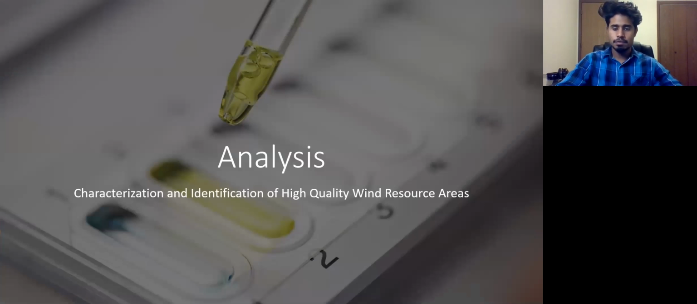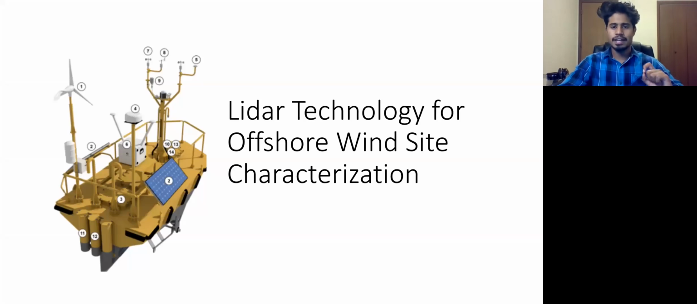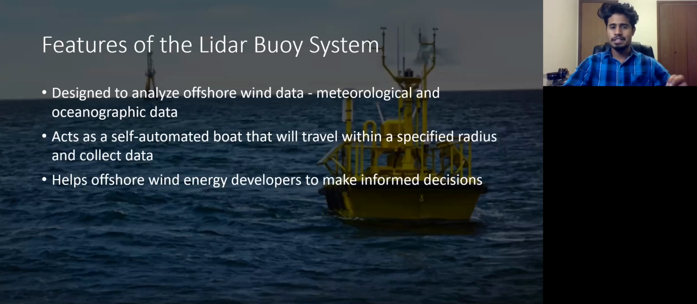The third part of the analysis will be looking into ways that we can find high quality wind areas. This is LiDAR technology. What it does is it's basically a boat that we will deploy in an ocean radius, and it will collect oceanographic and meteorological data like wind speed, wave speed, wind temperature, and things like that. Why is this important? Because wind developers need to make informed decisions about whether to establish a wind energy site.